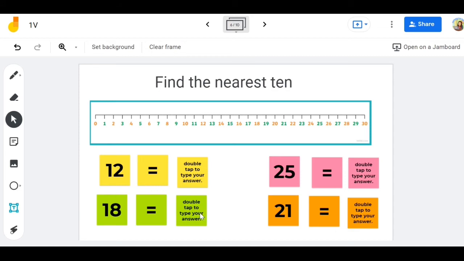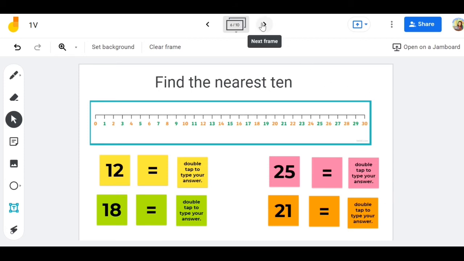Do we round it up or down? So you need to write 10, 20, or 30 as your answer. Or it might even be 0. Okay, and then again, we're going to round our number up or down, 10, 20, or 30. All right, and then 25, what do we round it to? Do we round it up or down? And you need to write your number in there. And 21, do we round it up or down? And write your answer there.